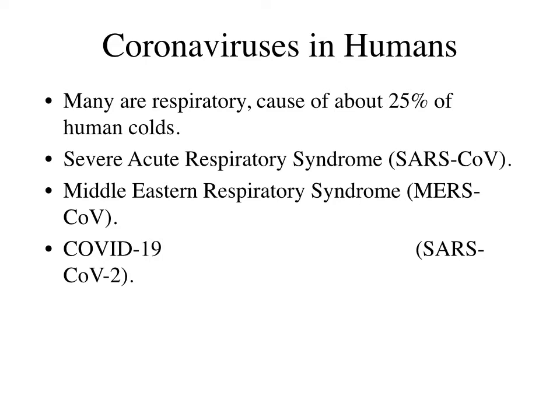So since that first SARS in 2002, we've seen the emergence of 2 other important coronaviruses affecting humans. So we have MERS-CoV, which is Middle Eastern Respiratory Syndrome, and then in December 2019, SARS-CoV-2 became the third introduction of a highly pathogenic coronavirus into the human population in the 21st century.